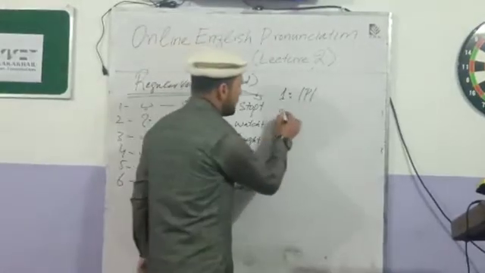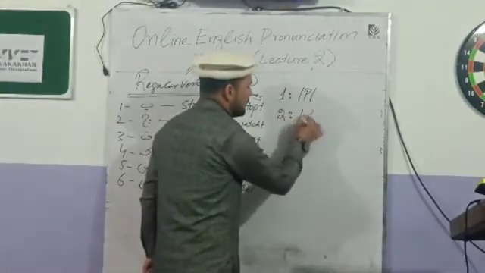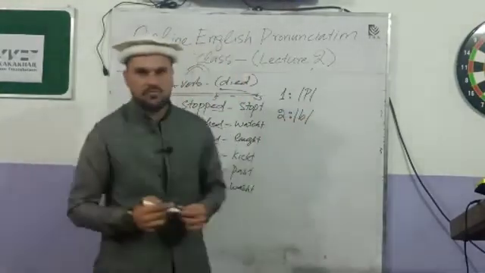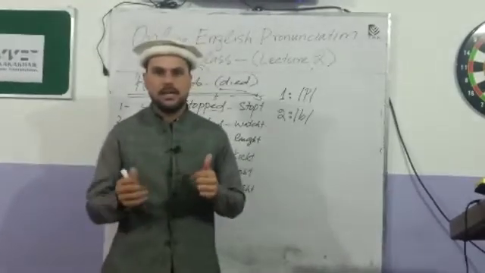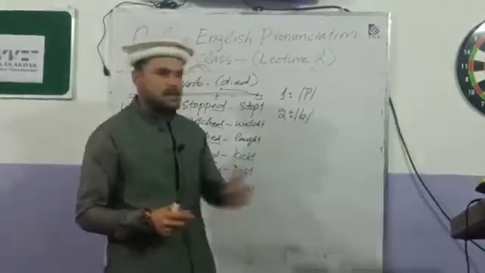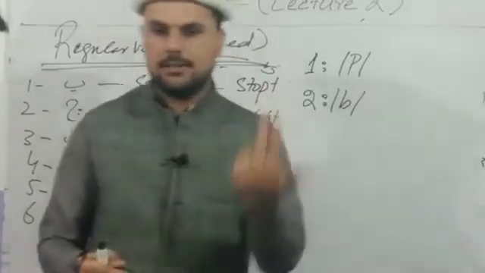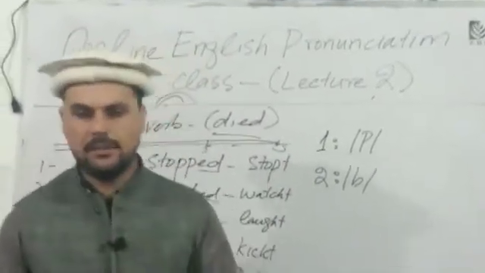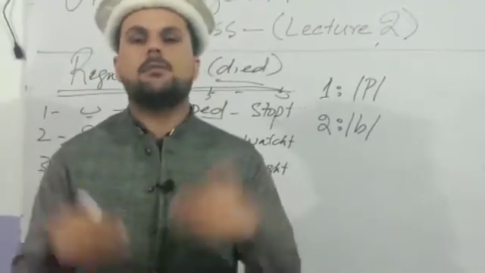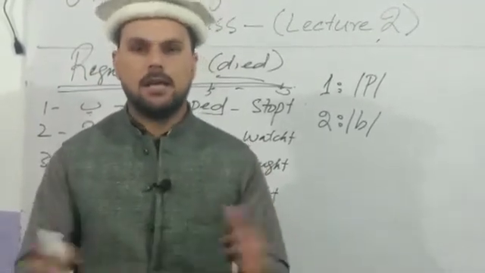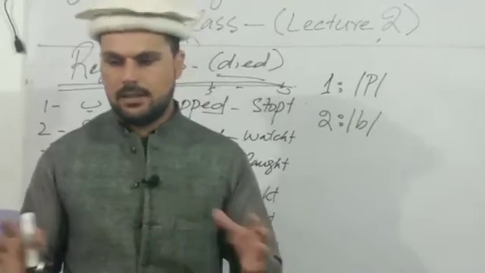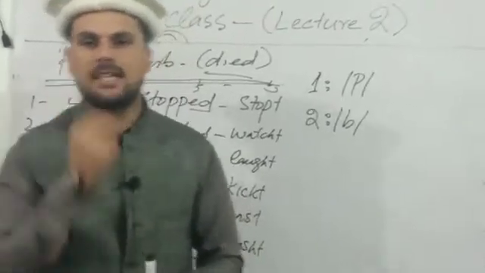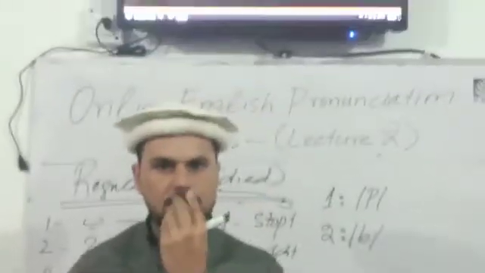Second, we talked about b. This is the symbol. B comes at the initial position, in the middle, and at the end, like bulb, bubble, etc. It is a bilabial sound: b is pronounced with both of the lips.